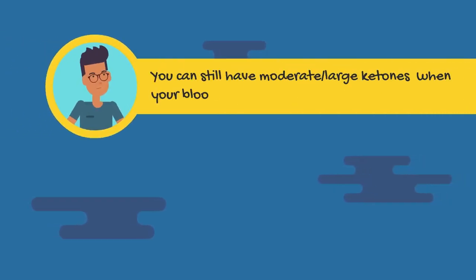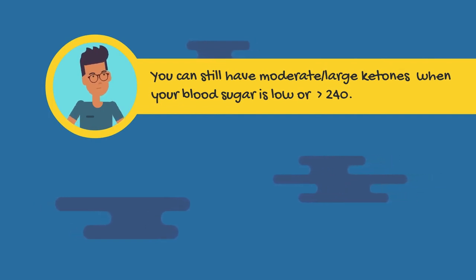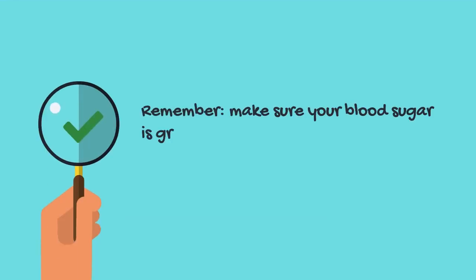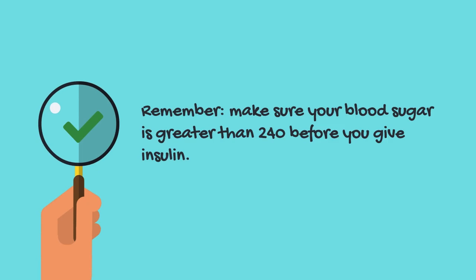Sometimes you can still have moderate or large ketones when your blood sugar is low or above 240. This can happen when you are sick, vomiting, or you go a long time without eating. These are called starvation ketones. These ketones still need to be treated, but it's important to make sure your blood sugar is greater than 240 before you can give insulin.